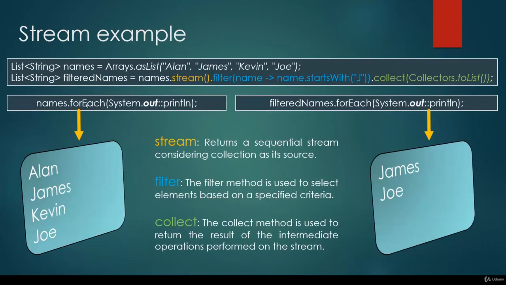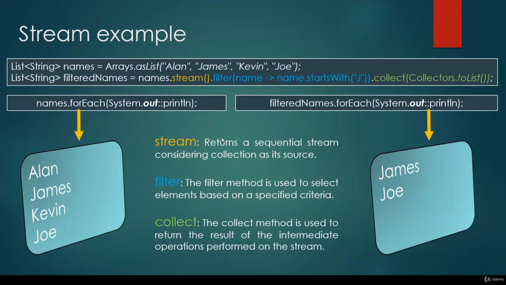Okay, so if we call for each on the names, of course we print out all the names, so Alan, James, Kevin, and Joe. But after the filter operation, the filtered names is going to contain James and Joe exclusively, because these are the names that start with the capital J letter.